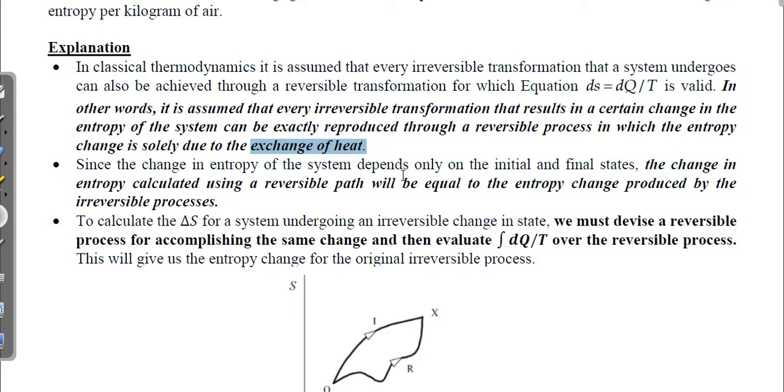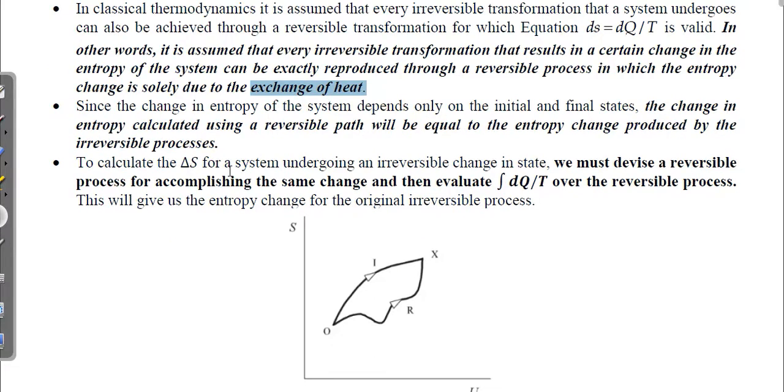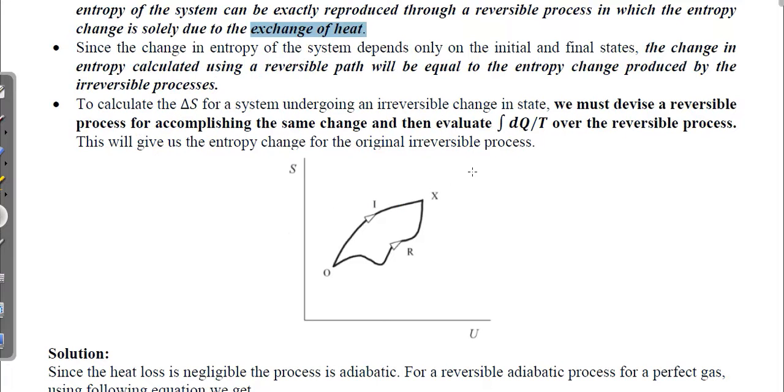Why is it that the entropy change of both the paths becomes equal, for the irreversible and that reversible path? Because entropy of the system depends only on the initial and final state. It is a property. Therefore the change in entropy calculated for the reversible path will be equal to the entropy change produced for the irreversible path. So if you are asked to calculate the delta S, that is the change in entropy of a system undergoing an irreversible change in state, we must find a reversible process to accomplish the same change and then evaluate the integration of dQ by T over that reversible process. This will in turn give us the entropy change of the original irreversible process.